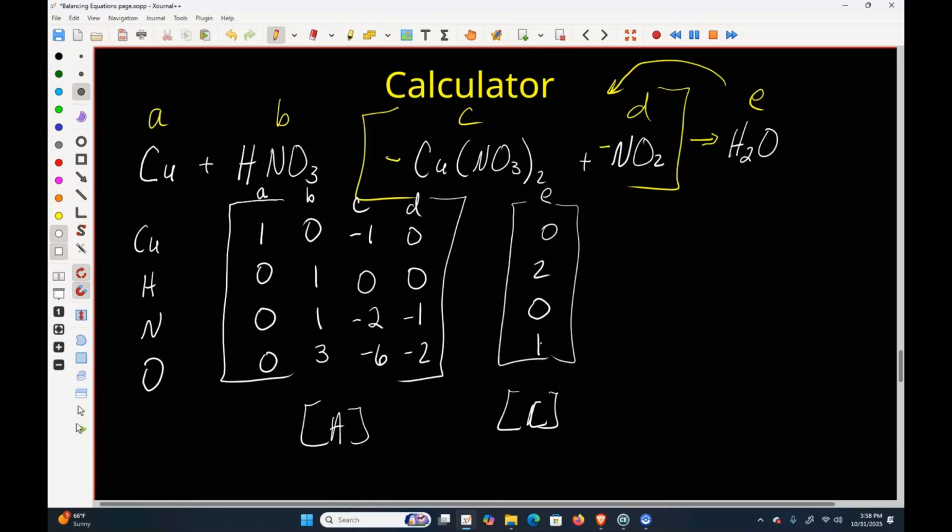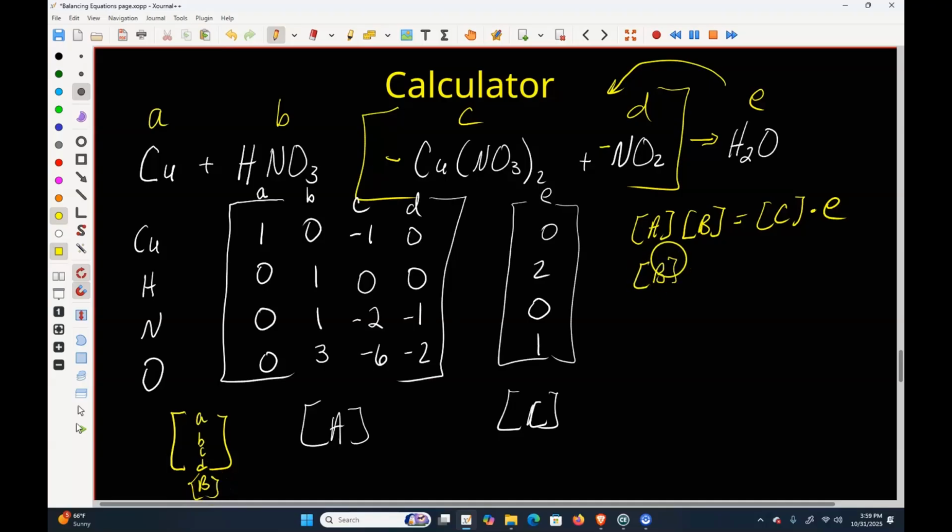All right, so all we have to do now is plug this into our calculator, and let me show you the math we have to do. I'm going to say that matrix B contains the variables A, B, C, and D. I'm going to say then that matrix A times matrix B is equal to matrix C times E. I want to solve for matrix B here.